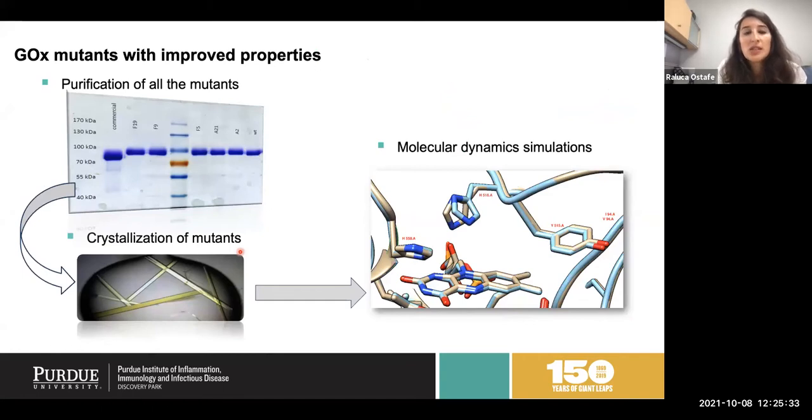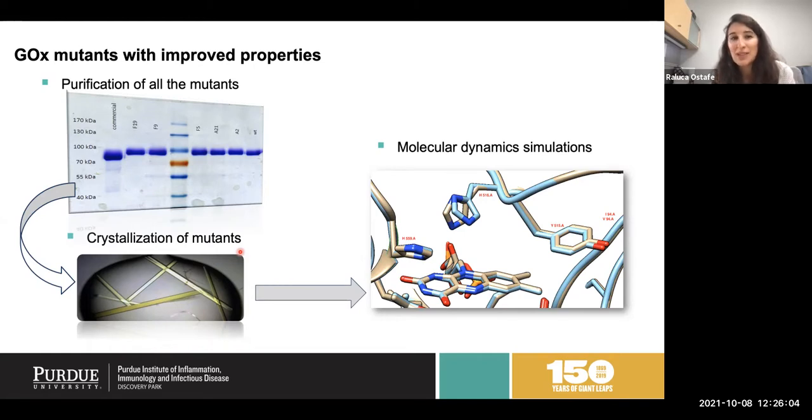So one of these screens gave us 5 mutants with at least 5 times improved activity for glucose. We did some crystallization studies and molecular dynamics simulation, and we proved that even though the mutations were on the surface and away from the active site, the actual active site of the enzyme was modified. And it was more positioned in the right transition state to catalyze the reaction.